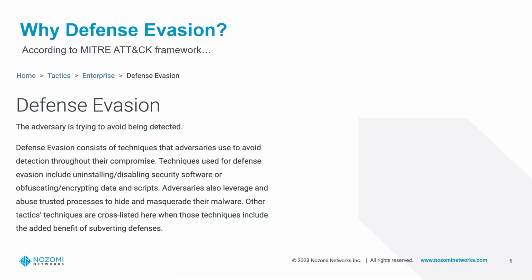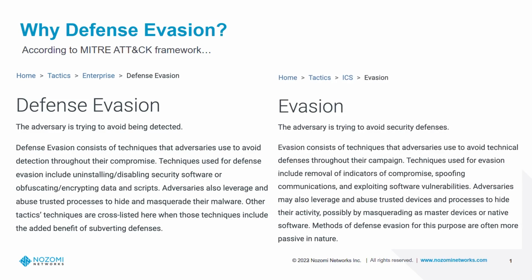So, according to MITRE ATT&CK framework, enterprise matrix, this is the definition of defense evasion. However, if we take a look at ICS matrix, we get slightly different details. What's common between them is that here, adversary is trying to avoid security defenses, which means our security defenses have to be in place. If they're not, there is no problem. You just get initial access immediately, and you are fully set.